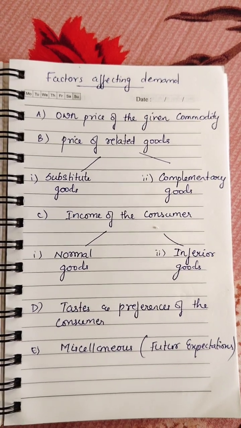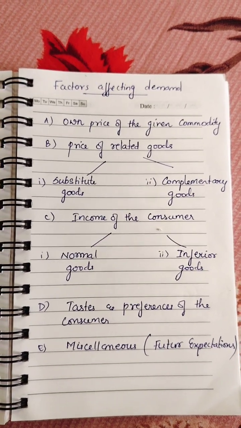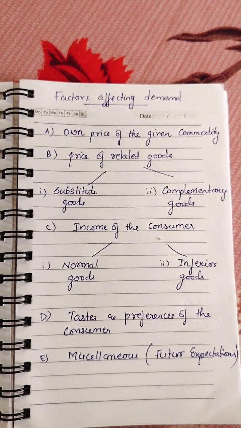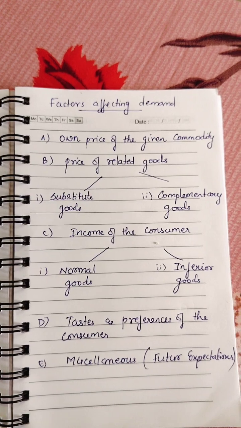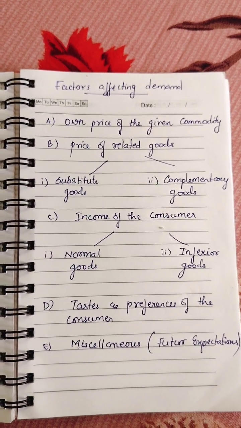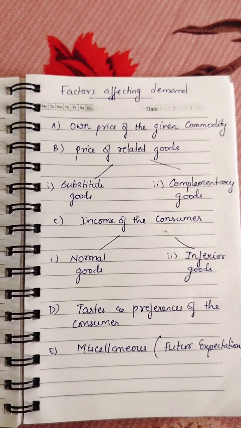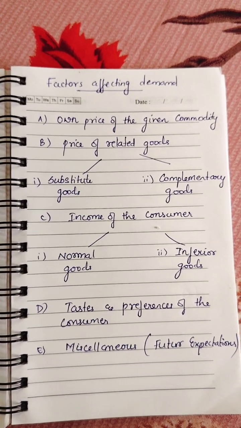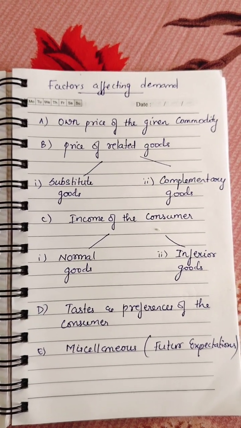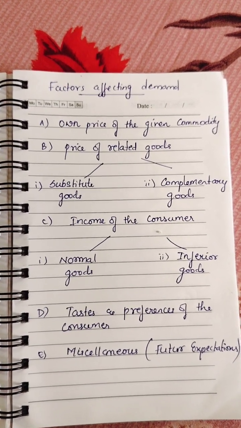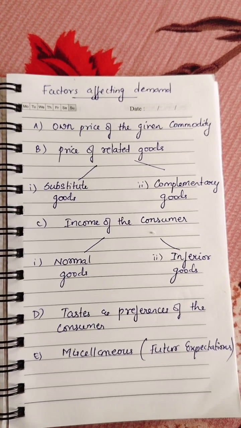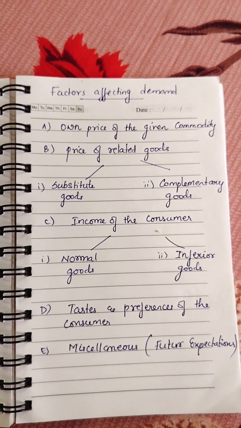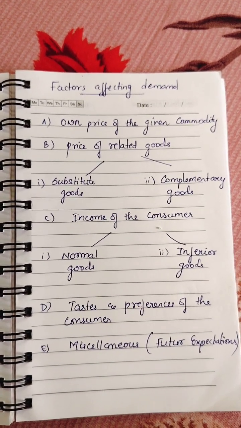Next one is future expectation, that is, a rise in the price of the commodity in future. If people think that a particular commodity's price may increase in future, they will increase its demand at present. They will go and start buying it at present. So these are the factors which affect the demand. Based on these factors, there will be expansion and contraction in demand, and there will be a shift from right to left or left to right in the demand curve.